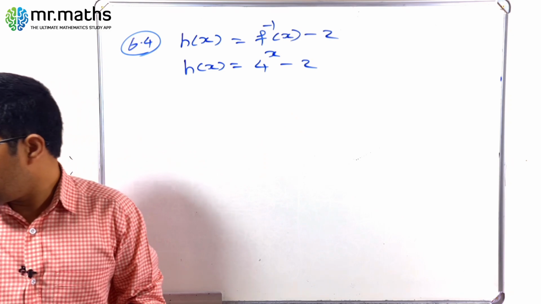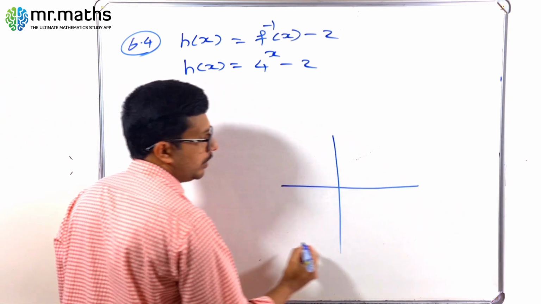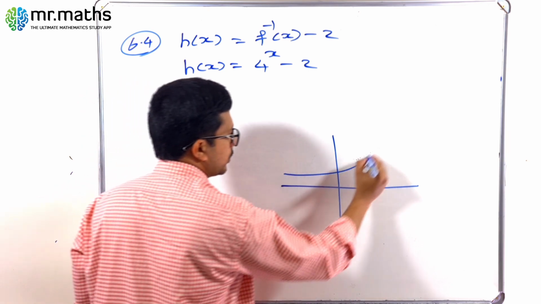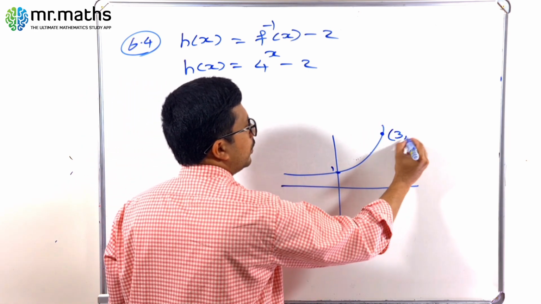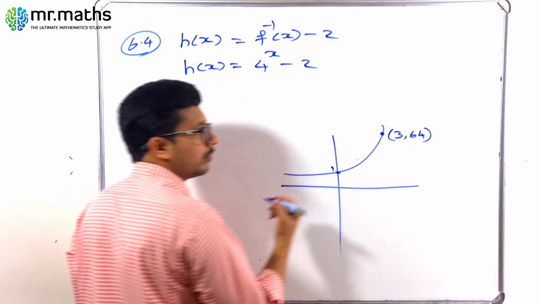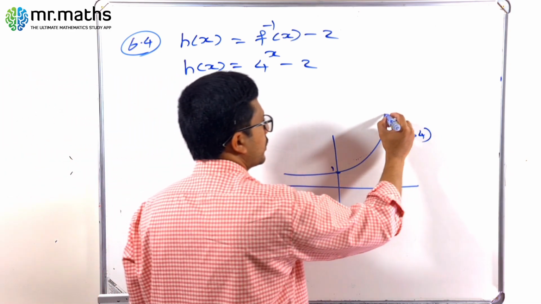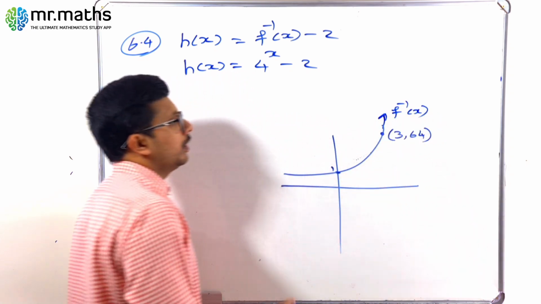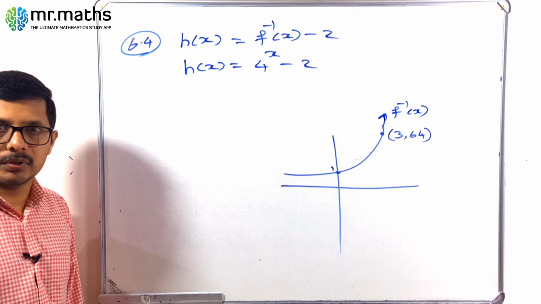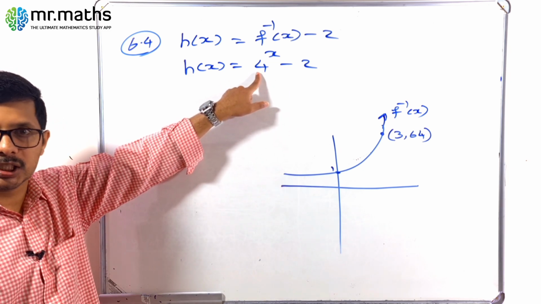Now we already drew the f inverse of x graph. Do you remember that one? Something like this. This is 1 and this point is 3 comma 64. Am I right? So that is f inverse of x. This is an exponential graph. The f inverse of x is an exponential graph.